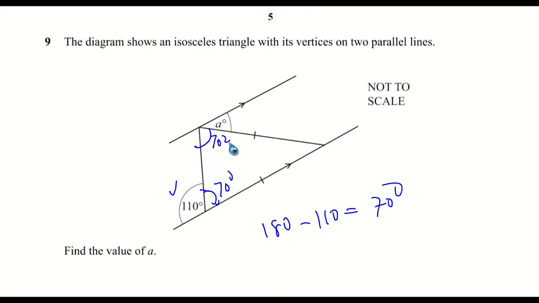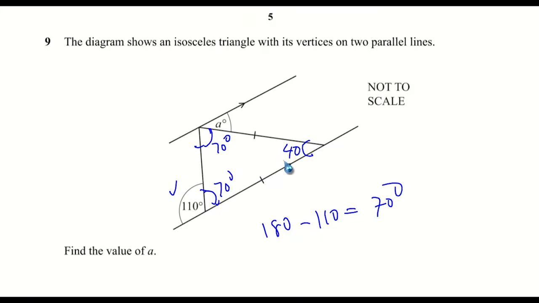Good. Let me clean this so that it will not be confusing. So we also have 70 degrees here. So you can get this angle here, because the sum of angles in a triangle add up to 180 degrees. So these two angles add up to 140. So this is going to be 40 degrees.